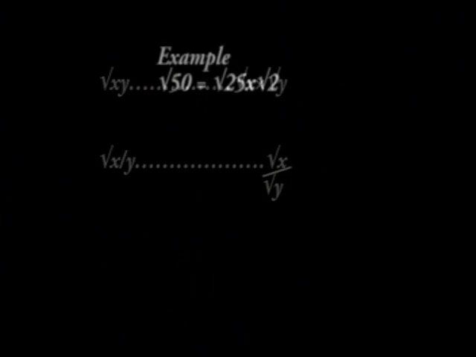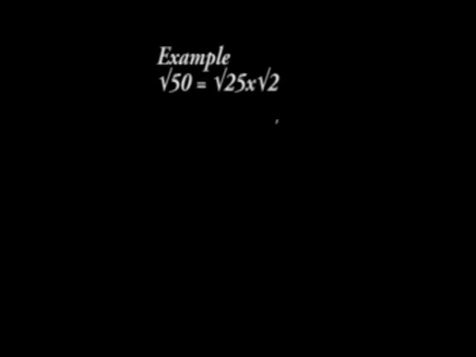Simplification of surds. For surds of the nature root xy or root x over y, we can also have them as root x times root y or root x over root y. These facts are used in simplification of surds. In simplification, the number under the root sign is expressed as a product of two factors. For example, root 50 can be expressed as root 25 times 2, and root 25 is 5. So we shall have 5 root 2.